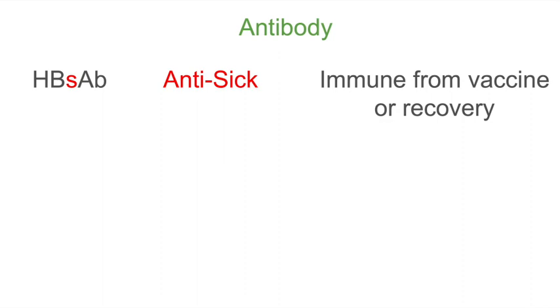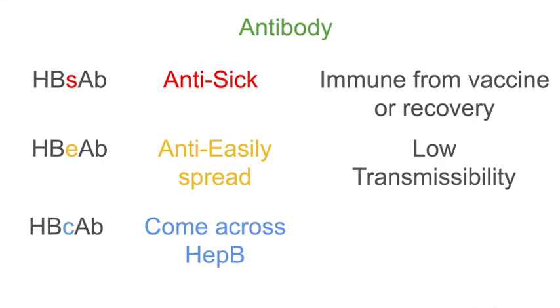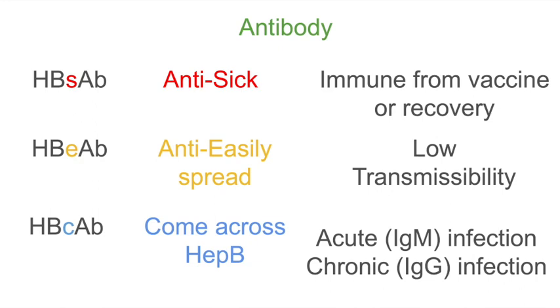The E antibody means that you're anti-easily spread. So you don't easily spread hepatitis B. There's low transmissibility. However, the core antibody means that you have come across hepatitis B before. This could be due to an acute infection. If there's an acute infection, then you'll see a positive IgM hepatitis B core antibody. However, if it's a chronic infection, you'll see a positive IgG hepatitis B core antibody.